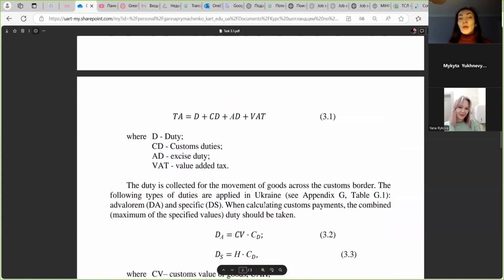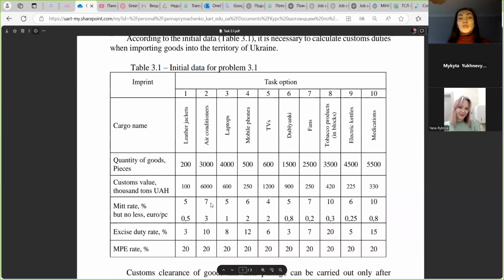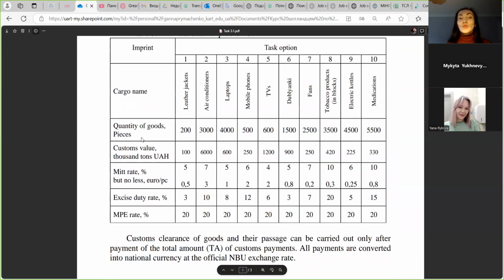I open our table. So parameter H is the quantity of goods. For example, for the first variant, it is 200 leather jackets. For the second variant, it is 6,000 air conditioners, or sorry, 3,000 air conditioners and other. So please find for your variant how many pieces of goods you buy in another country, and write this parameter in your formula, in your calculation.